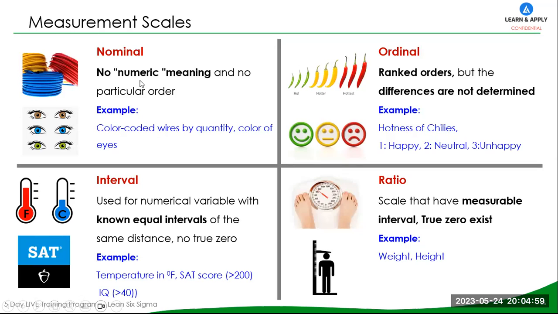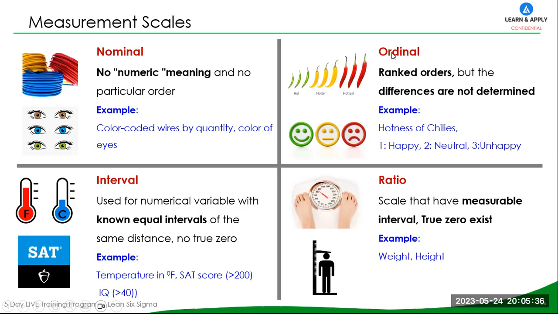What is nominal data? Nominal data has no numeric meaning. For example, what is the color of the eye? What is the color of the wires? In some cases related to our project, we need to collect this nominal data. But don't forget that whenever you collect nominal data, try to convert it into continuous data so that you can take actions on it and use various tools on it. But coming back to the point, what is a nominal scale? It has no numeric meaning and no particular order.